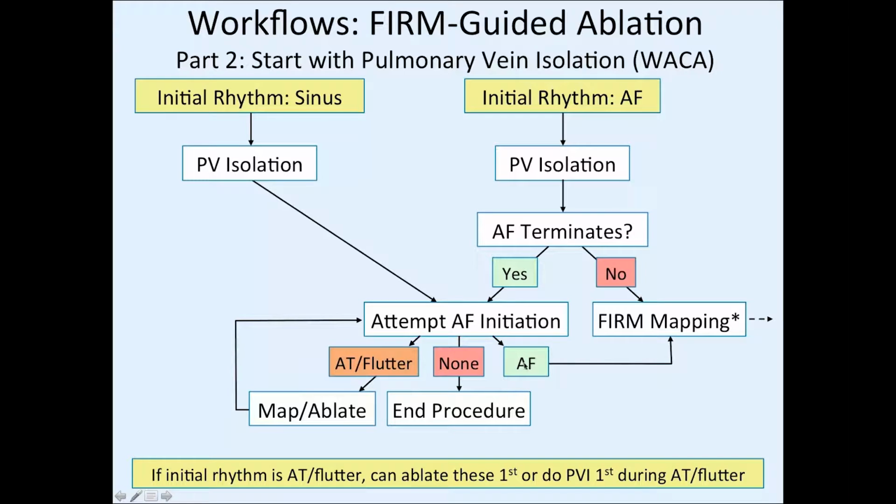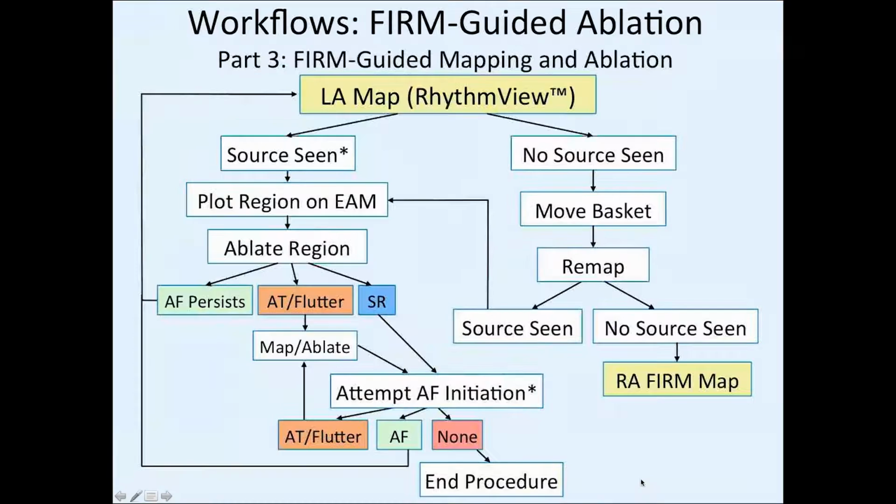If we get atrial fib, we go with FIRM mapping. We'll see that subsequently. If the individual starts in atrial fibrillation, we'll go ahead again with pulmonary vein isolation. And if atrial fibrillation terminates, we'll try to reinitiate it and go around this loop again. If atrial fibrillation does not terminate despite pulmonary vein isolation, we'll proceed with FIRM mapping. If our initial rhythm is atrial tachycardia or flutter, we can do either one of these strategies: do the pulmonary vein isolation or ablate the atrial tachycardia or flutter, and then proceed down this algorithm.